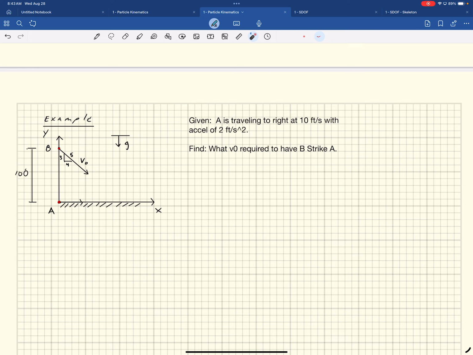And so that's what's gonna happen. We can change that velocity, and we want that particle from B to strike particle at A, okay? That's what we're doing. And this is a projectile motion problem. We have gravity coming down. But also note that our initial position of B is not gonna be 0, it's gonna be 100 feet up there.